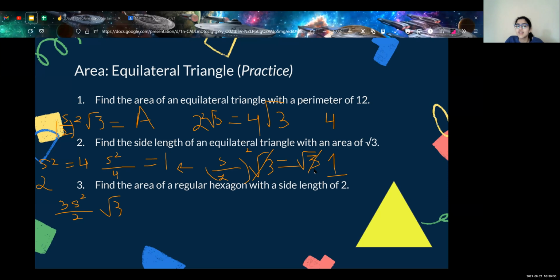Okay, remember that the regular hexagon is just 6 equilateral triangles next to each other, you know? So, yeah.